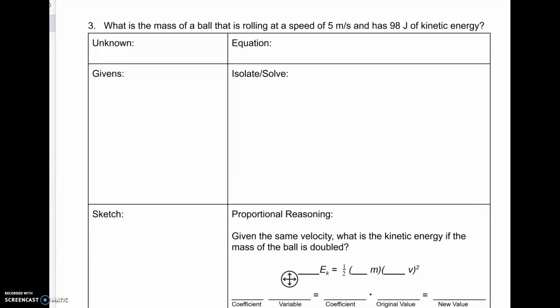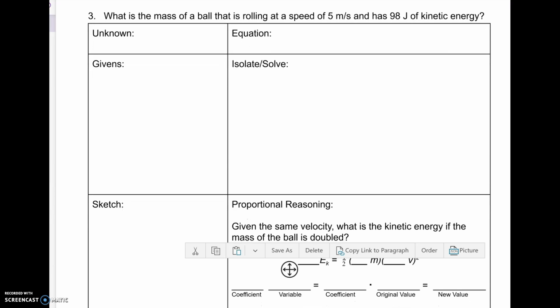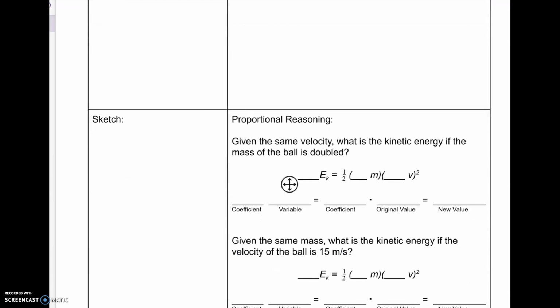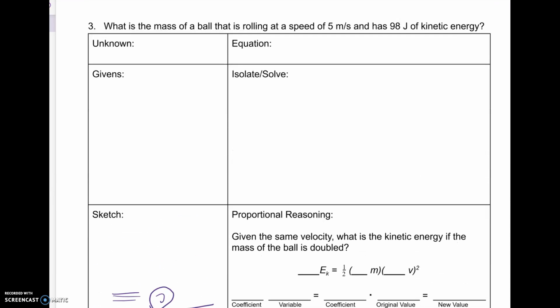All right, here we go. For problem number 3, what is the mass of a ball that is rolling at a speed of 5 meters per second and has 98 joules of kinetic energy? So we have a ball and it's rolling. So here's the ball and it's rolling this way. All right. We are looking for the mass of the ball.